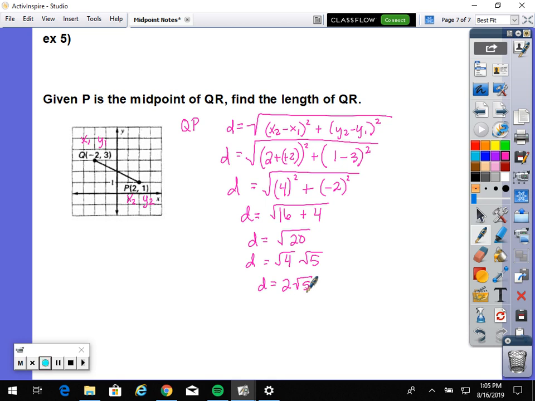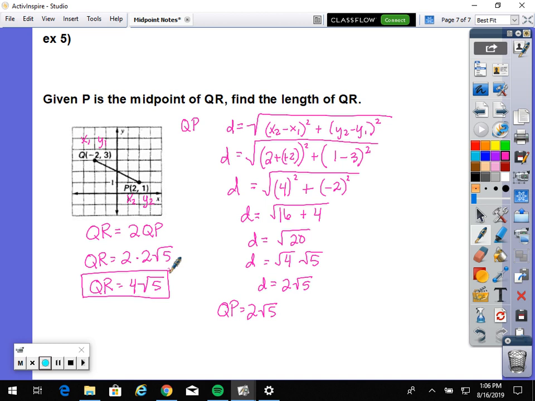So the length of QP is 2 root 5, but QP is only half the distance. So for QR, I'm going to have to double QP. So QR is going to equal 2 times 2 root 5. So QR is going to be 4 root 5.